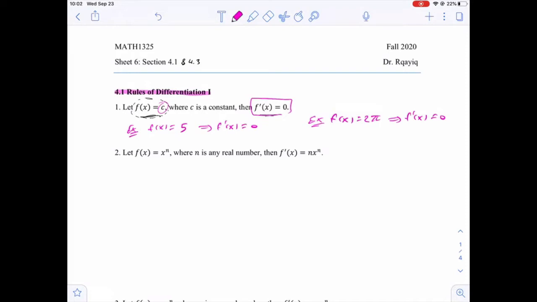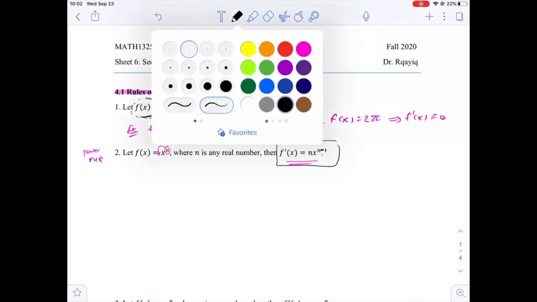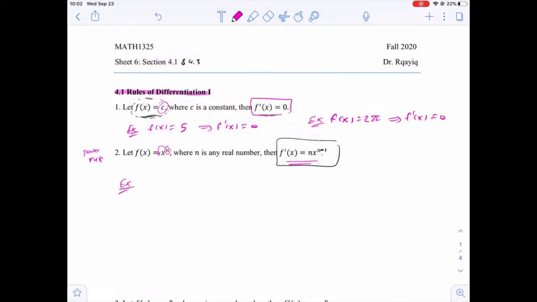And if we have a function x raised to some power, we can apply the power rule for differentiation. If we have f of x equals x raised to the power n, where n is any real number, then the derivative can be obtained by bringing the power down in front and subtracting 1 from the power. I should write n minus 1 as the power. So this is the derivative of x to the power n. Let's take some examples.